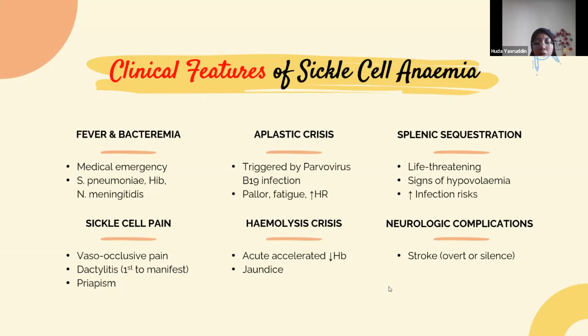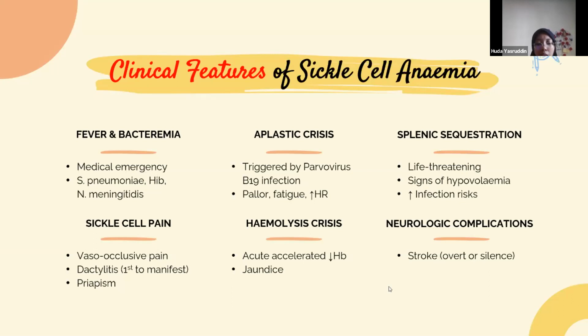And also in this patient, because the spleen has some sort of dysfunction, it can increase the infection risk. And then the fourth one is sickle cell pain. Sickle cell pain is manifested based on the acute vaso-occlusive pain. Vaso-occlusive pain will manifest as sickle cell pain.